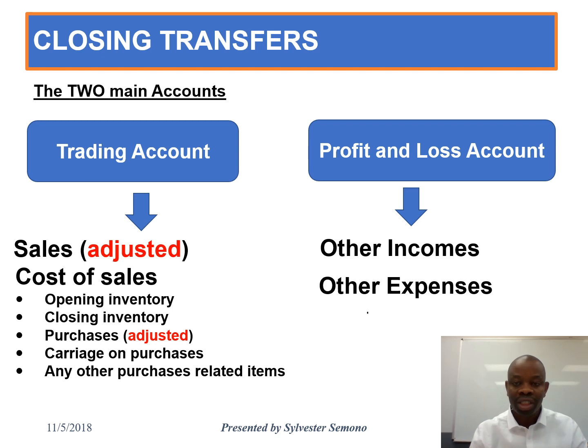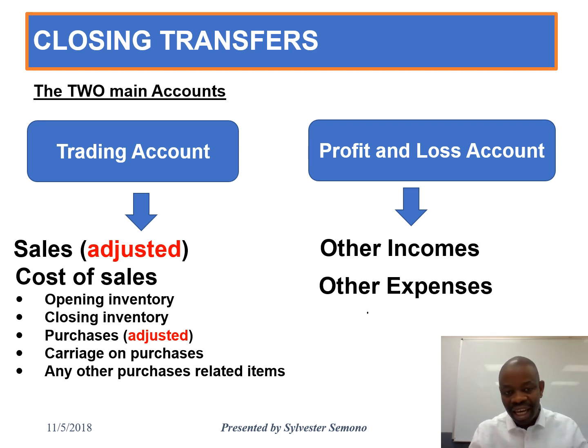Now, let's talk about the profit and loss account. A profit and loss account is an account where we determine whether we make a profit, meaning net profit, or net loss. Remember, trading account: gross profit or gross loss. Profit and loss: net profit or net loss. So we record all the other incomes and all the other expenses.